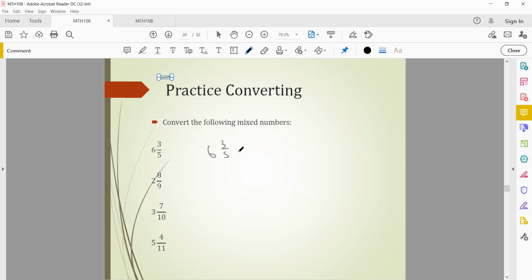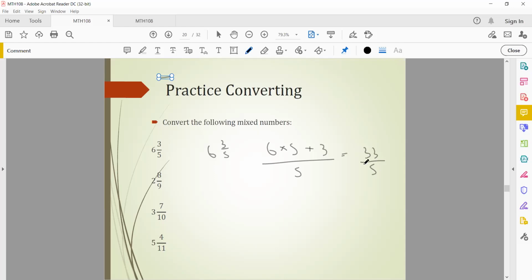To convert this to an improper fraction, it's always the same formula. It's always the whole number, 6, times the denominator plus the numerator. And that is what you get for the top. And then the bottom always stays the same. So the bottom will just stay as 5. So 6 times 5 is 30, plus 3, so 33 over 5. So that's how you do those.